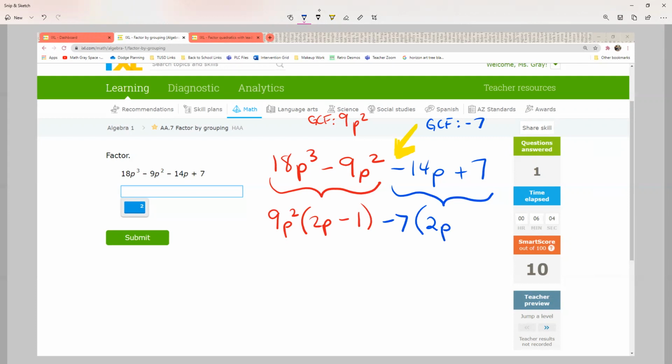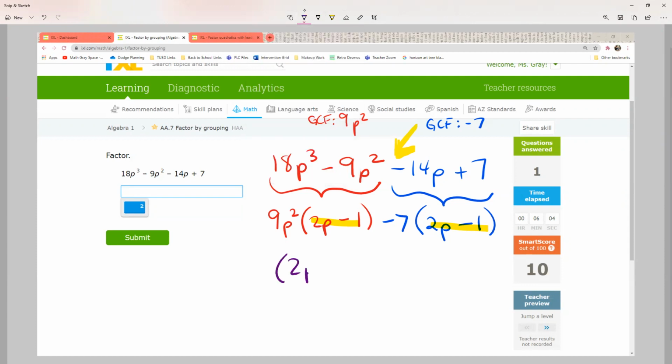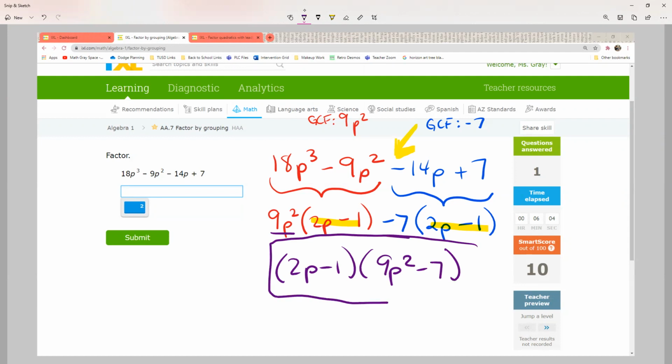And then this positive 7 here, if I divide out a negative 7, it's going to leave behind a negative 1. Because, right, I want the negative 7 times negative 1 to equal positive 7 if I were to go backwards. All right, so my matching piece, 2p minus 1 and 2p minus 1. So that's one of the terms. And then 9p squared minus 7 is the other. So that's my answer: 2p minus 1 times 9p squared minus 7.